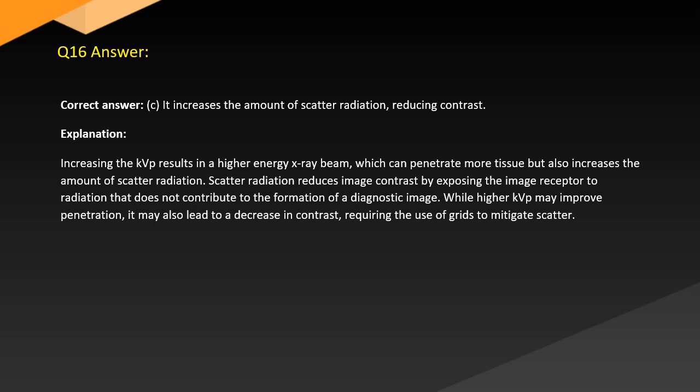Answer. Correct answer: C. It increases the amount of scatter radiation, reducing contrast. Explanation. Increasing the kVp results in a higher energy X-ray beam, which can penetrate more tissue, but also increases the amount of scatter radiation. Scatter radiation reduces image contrast by exposing the image receptor to radiation that does not contribute to the formation of a diagnostic image. While higher kVp may improve penetration, it may also lead to a decrease in contrast, requiring the use of grids to mitigate scatter.